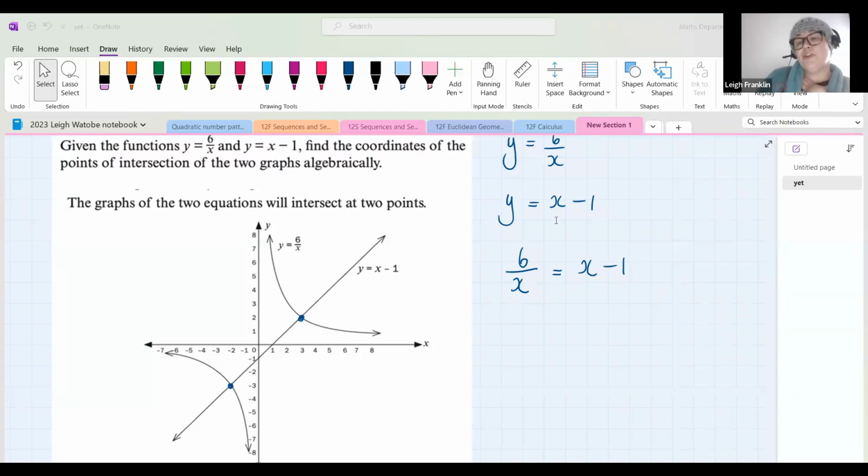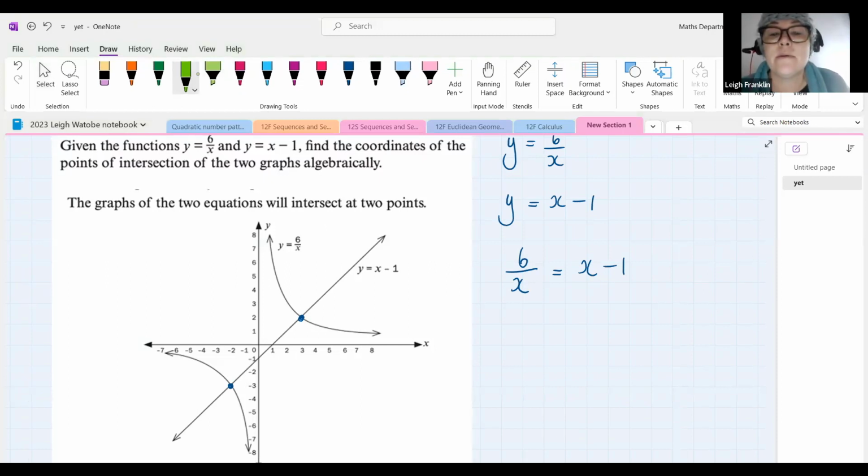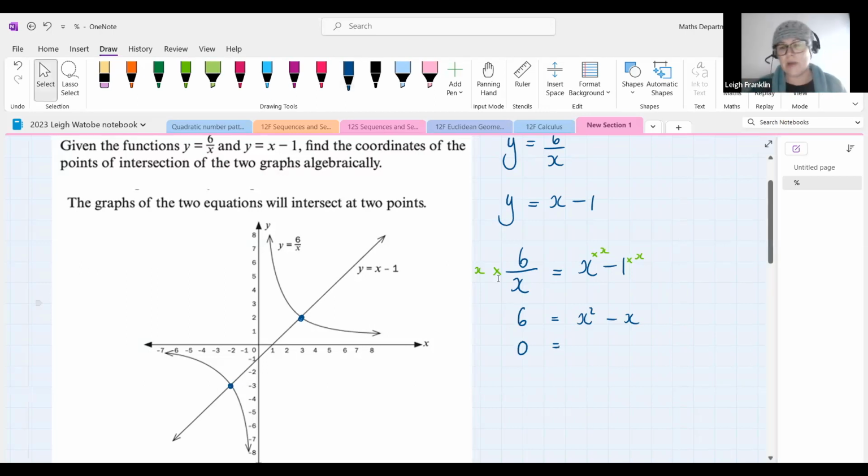So what we would need to do is multiply every single term in our equation by x. So we would multiply here by x, and times that by x as well. To get rid of that denominator, we're left with 6 equals x squared minus x. What's our next step, grade 11s? After we've multiplied through by x, what do we need to do now?